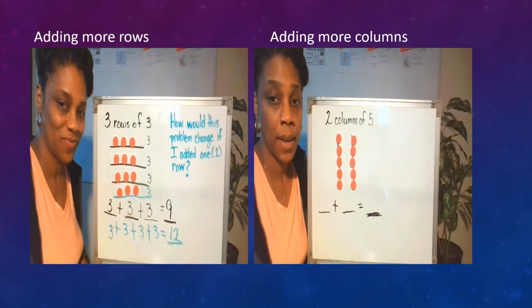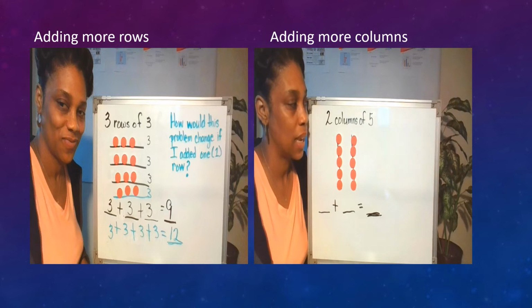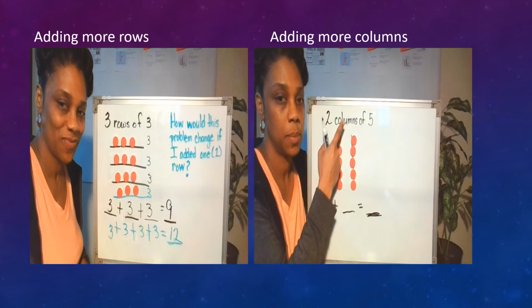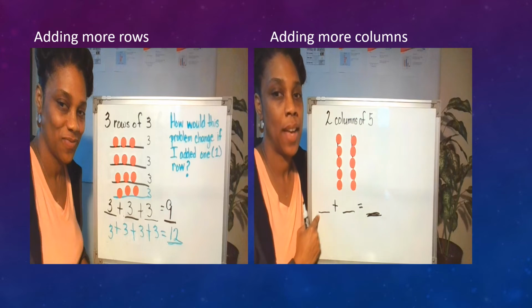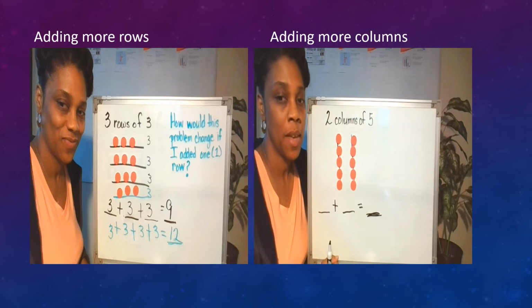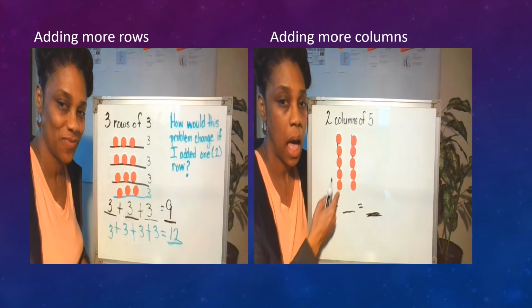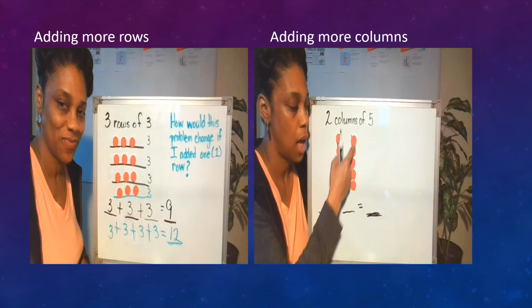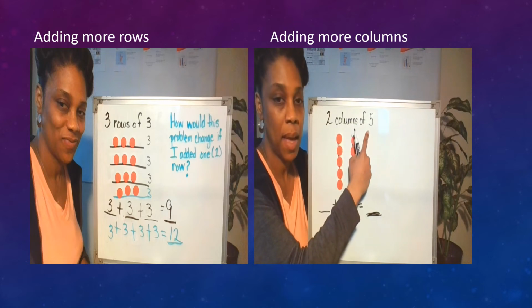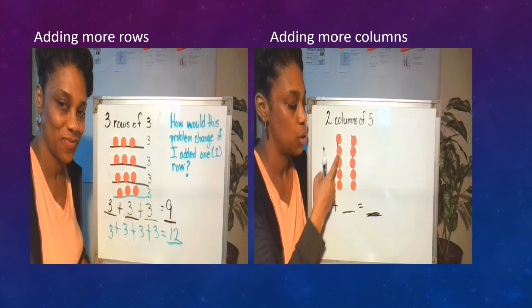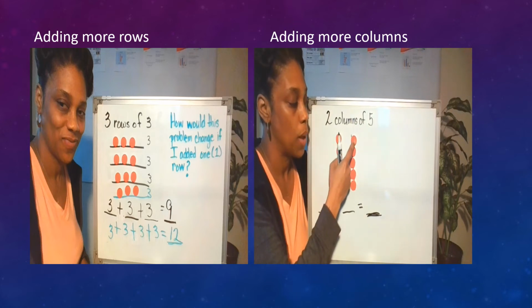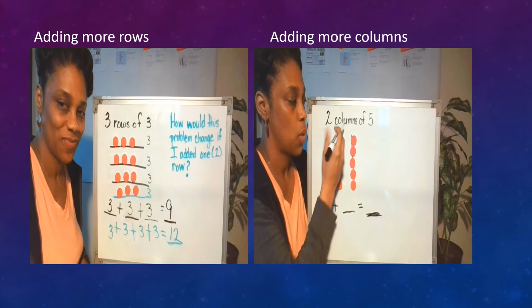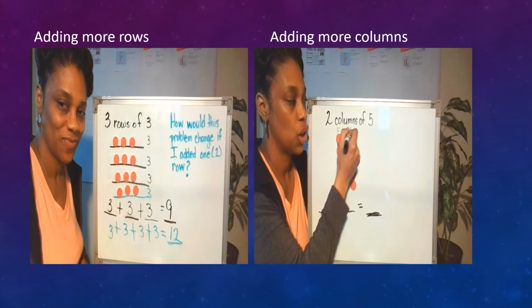All right, let's look at a different problem. Today, we're going to be looking at 2 columns of 5. So, as you can see, the chips have been laid out for us. We know columns are going up and down. So I have column 1 here, column 2. On each column, I should have 5 chips. 1, 2, 3, 4, 5. 1, 2, 3, 4, 5. So I have 5 on each column.